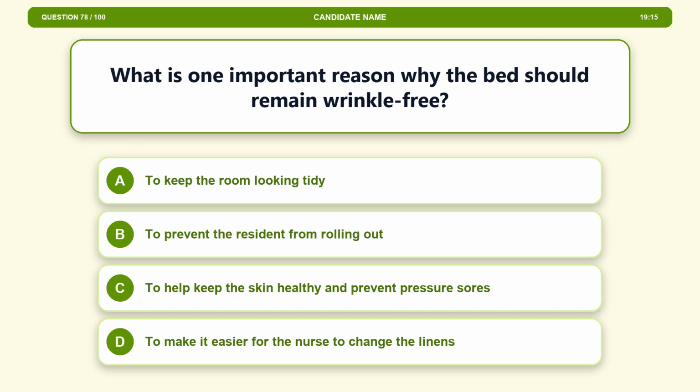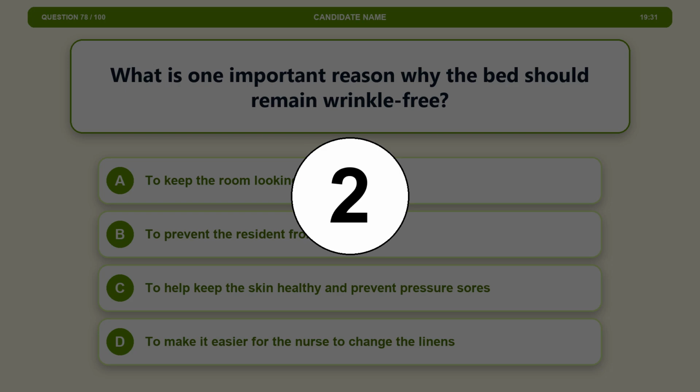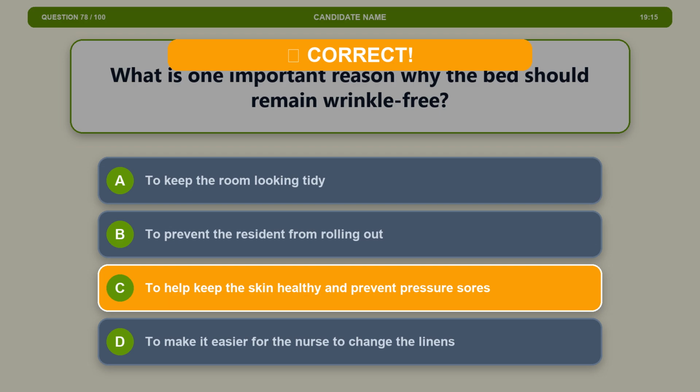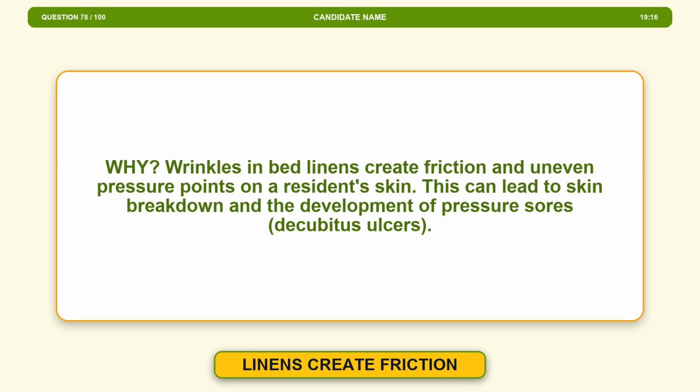Question 78. What is one important reason why the bed should remain wrinkle-free? Option A, to keep the room looking tidy. Option B, to prevent the resident from rolling out. Option C, to help keep the skin healthy and prevent pressure sores. Option D, to make it easier for the nurse to change the linens. The correct answer is Option C, to help keep the skin healthy and prevent pressure sores. Wrinkles in bed linens create friction and uneven pressure points on a resident's skin. This can lead to skin breakdown and the development of pressure sores, decubitus ulcers.